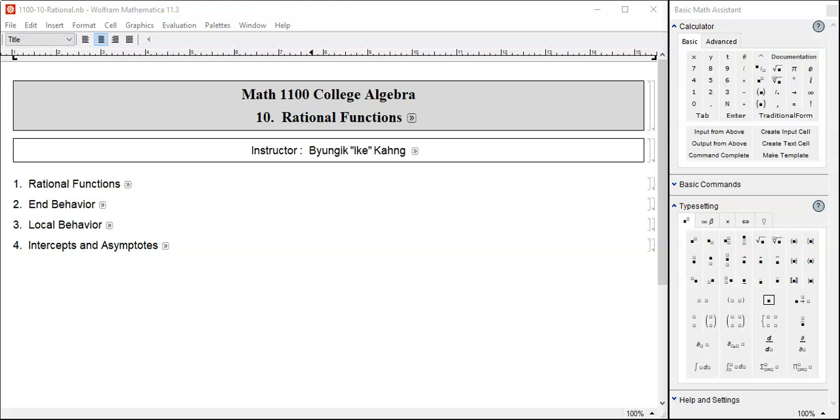Hello students, welcome back. We just completed section 2. Now let's go to section 3, local behavior. And please be warned, this is going to be hard.